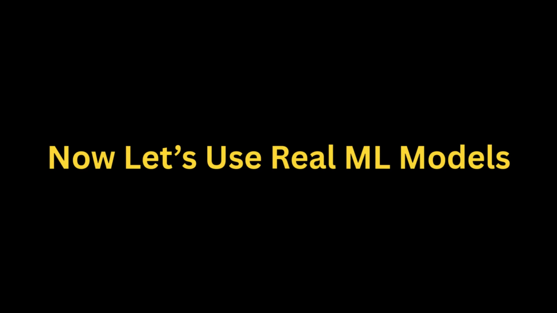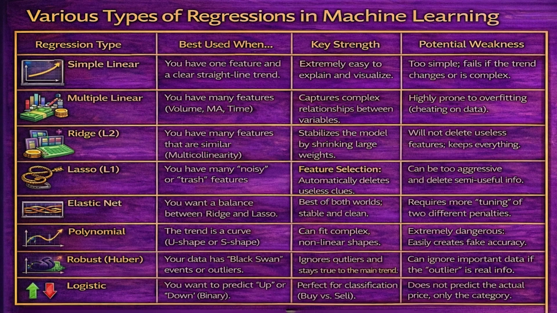Up to now, we did linear regression the honest way. We calculated everything ourselves. That's how you stop treating machine learning like a black box. Now we are going to do the same thing using real machine learning models. There are different linear regression models, and each one fixes a different real-world problem. Overfitting, too many features, noisy data, outliers. In this video, I'll show you what models exist, what they do, and how to choose the right one.